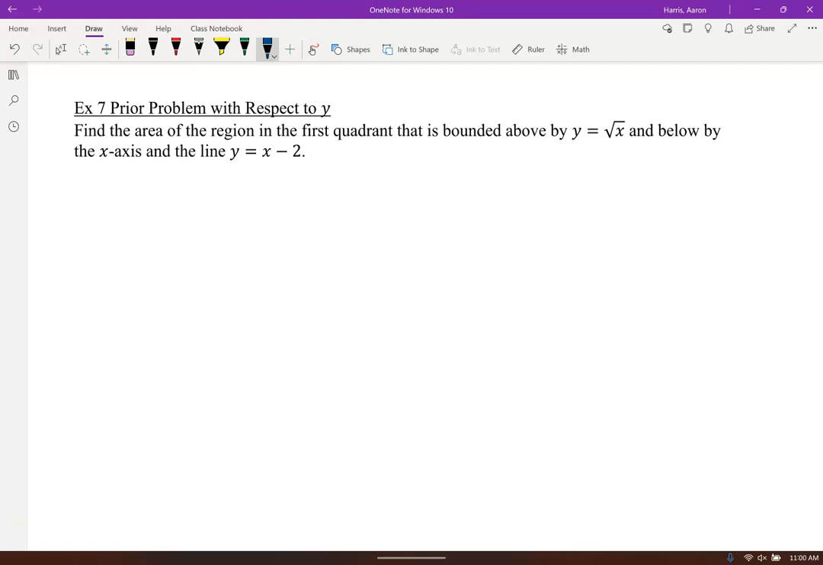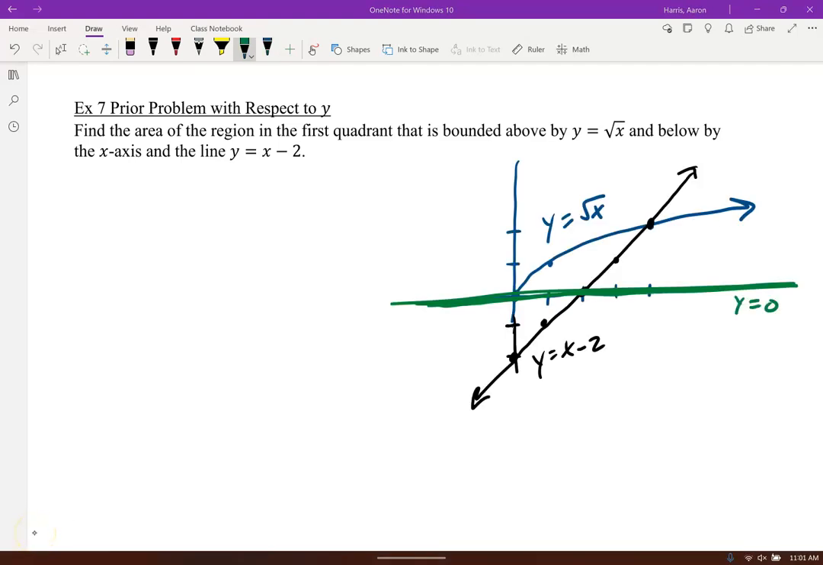Let me graph it real quick. So here's our graph, and what we're going to do is make rectangles here. Instead of y equals, we have to have it in terms of x. So instead of y being x minus 2, let me solve for x. x is y plus 2. Okay, so x is y plus 2. That's my right-hand side of this.